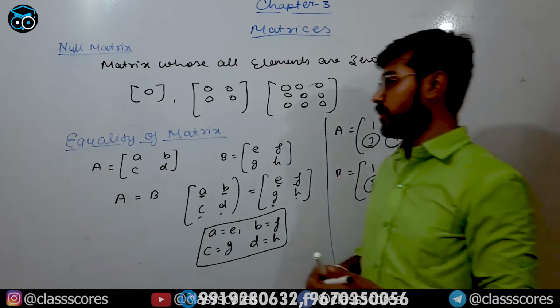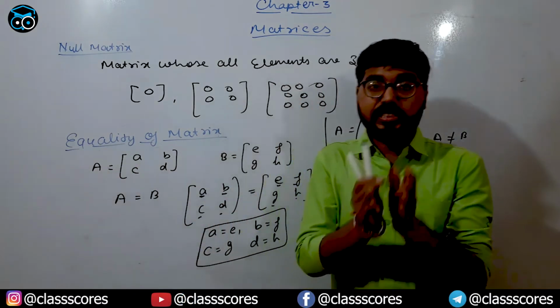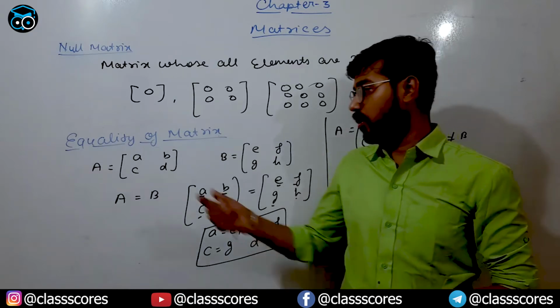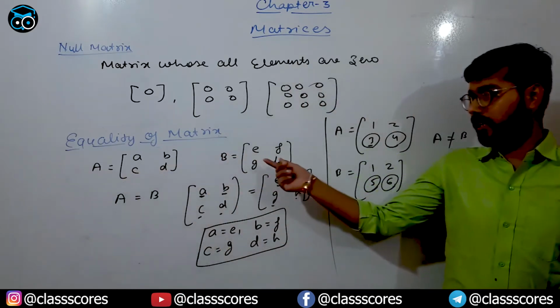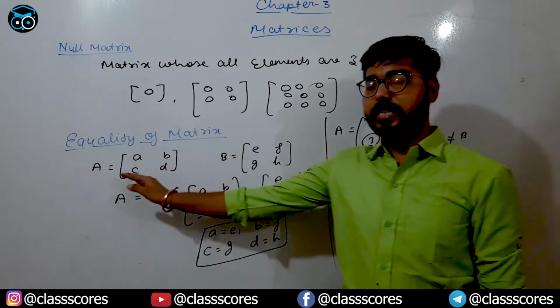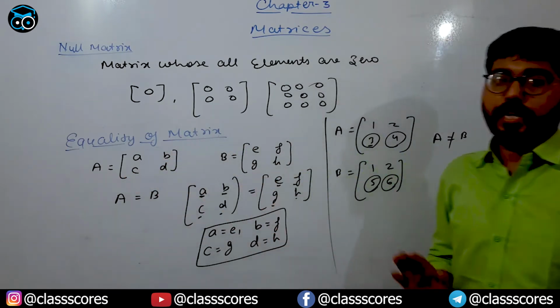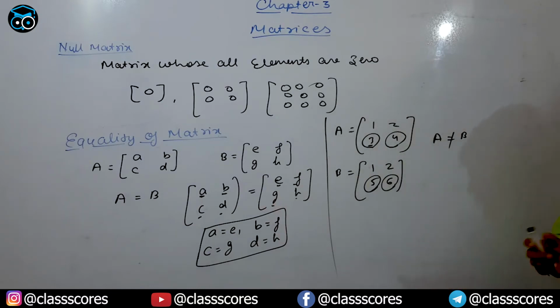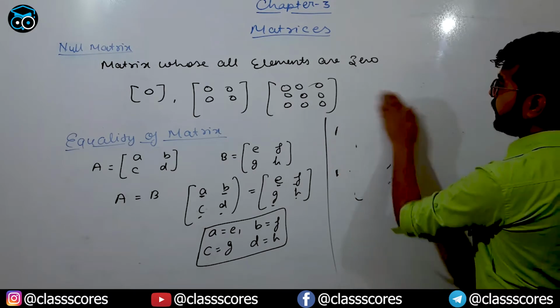When we talk about equality, each and every element of the first matrix must be equal to the corresponding element of the second matrix. Then only can we consider these matrices as equal matrices. Clear? Now moving towards our next definition, that is addition of matrix.